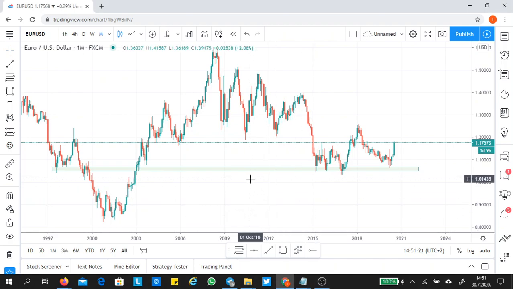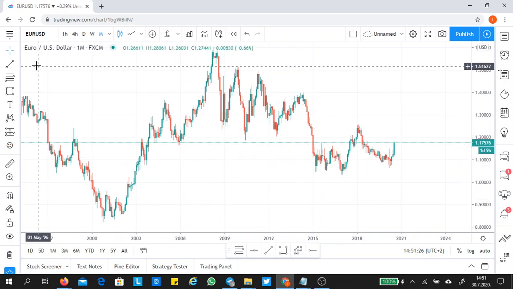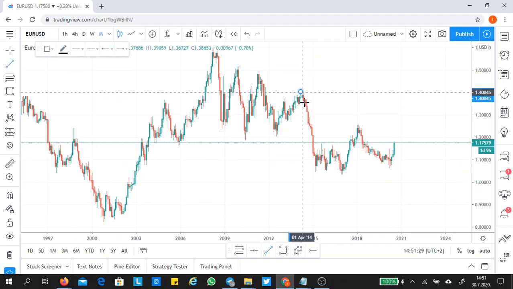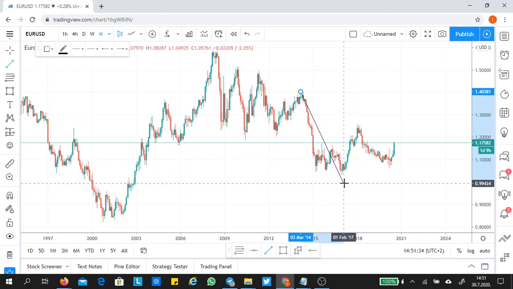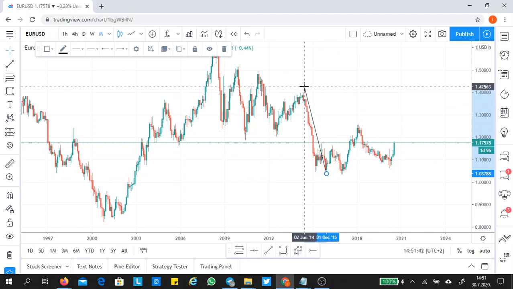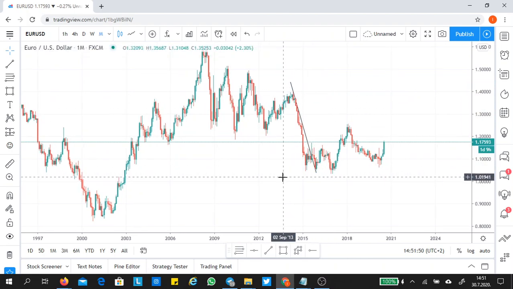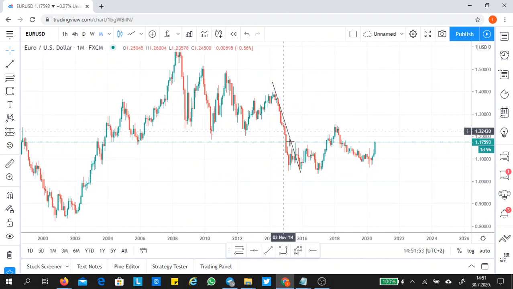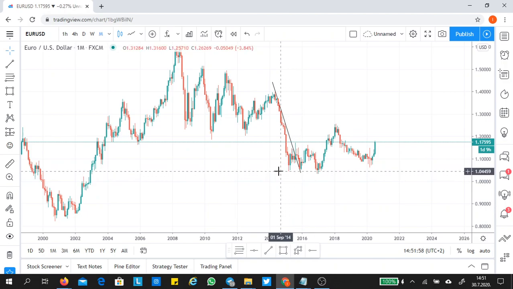Okay, now here let's say we are now looking at this very sharp downtrend. The trend line is very sharp, so very steep, that's how to say it. And at this point in time we can conclude that the trend might change.